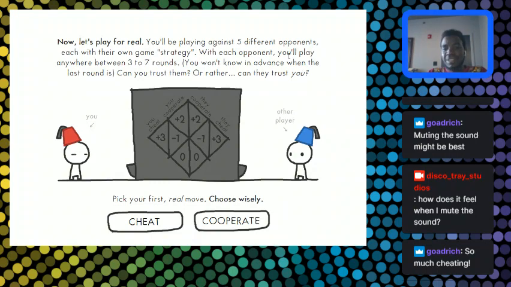I mean, what I've been seeing so far is that cheating seems to benefit people. I guess I might do a little cheating to see how it goes. Pick your first move. Just out of curiosity, let me cheat.